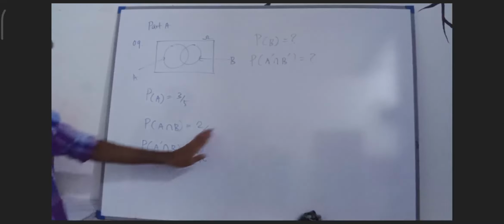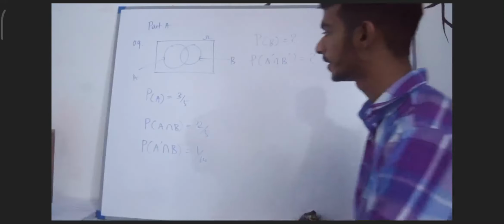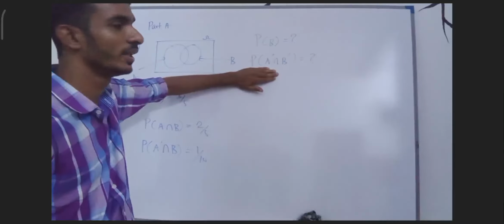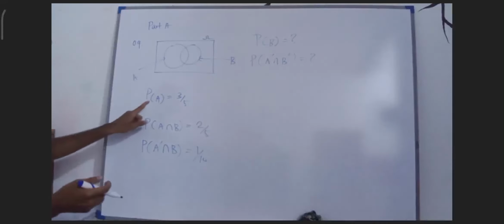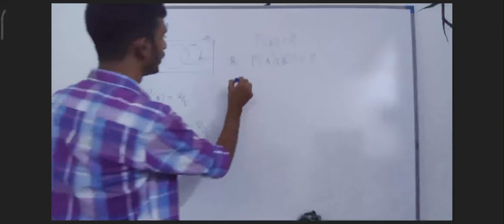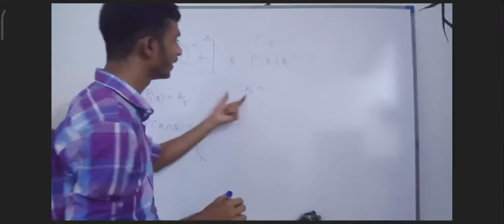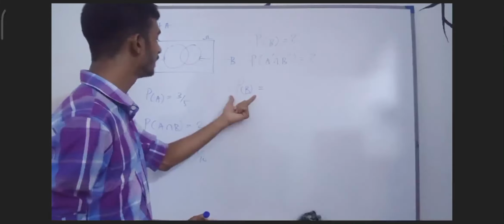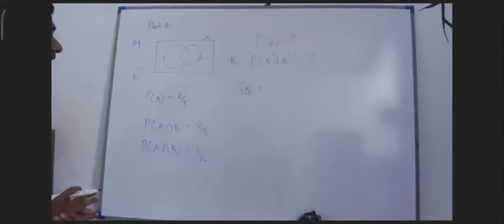So this is the question, and this is a very simple question. You don't need to take much time for attempting this question. So this information is given and we have to find out these values, right? Now we have to find out probability of B. So we have to write down an equation for probability of B in terms of the given information, right?